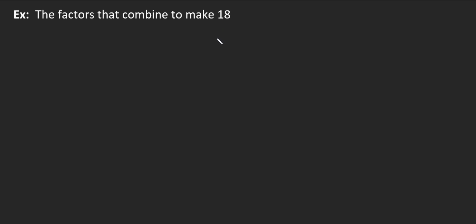You've probably done this before. You made factor trees or something like that in previous math courses. So this is just a continuation of a recall. So we know the factors are 1 and 18, but that's kind of boring. So let's list the factors that make 18. Well, we know 2 and 9 make 18. We know that 3 and 6 make 18. And these are all of the different factors that combine to make 18.